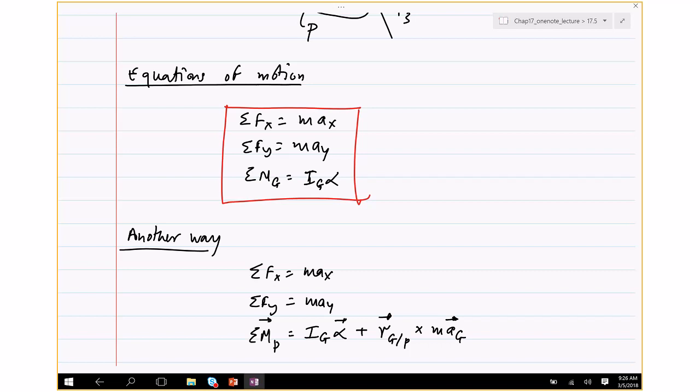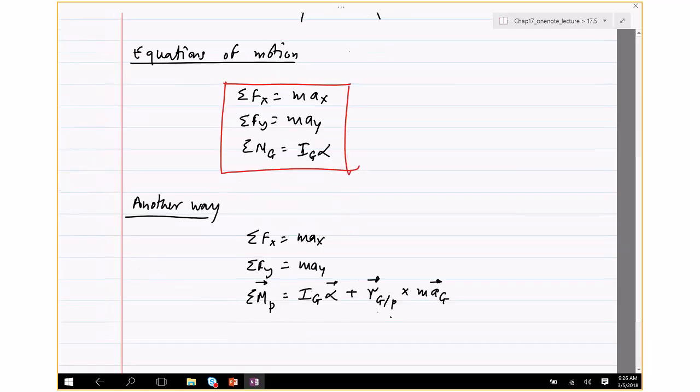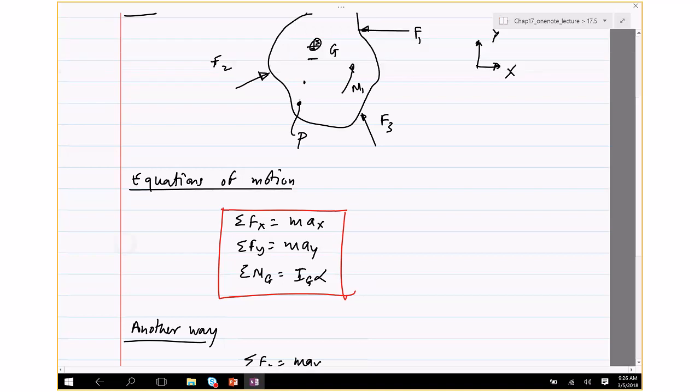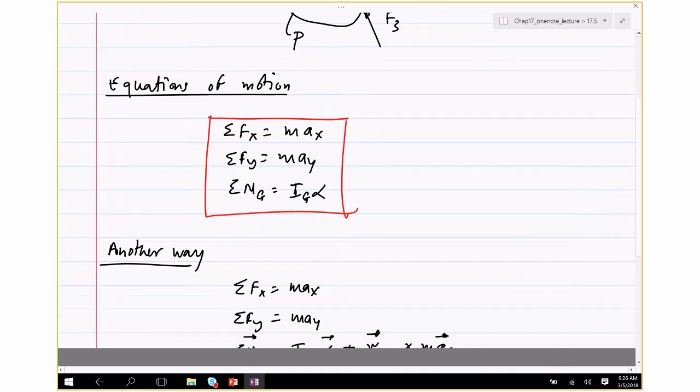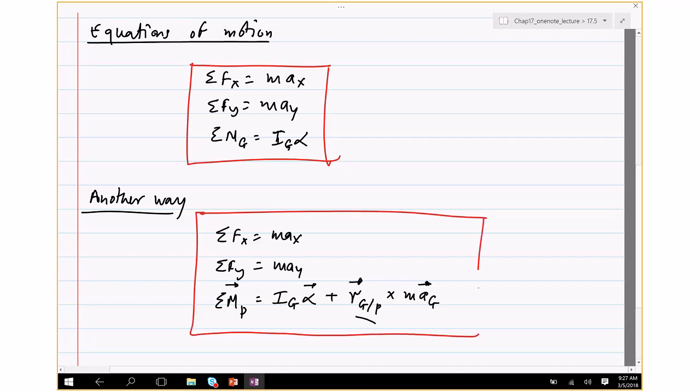So you've got to find the vector from P to G. This is a vector from P to G, this way. Once you find the moment arm, you need to multiply it with mass times acceleration of G. So this is the second set of equations. Okay, the only difference is the third equation that changes.